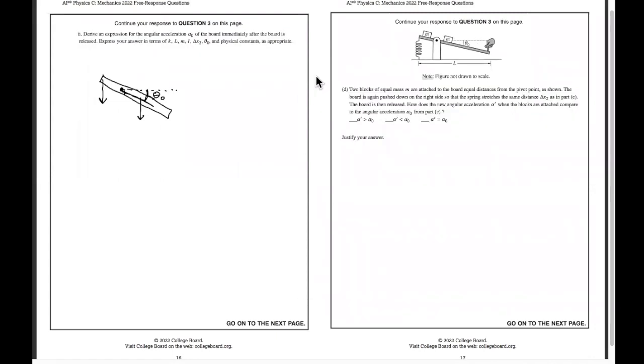Here we go. And essentially what I need to do is say that net torque is equal to moment of inertia times angular acceleration, which I'll call alpha naught to be consistent. All right, net torque is going to be the torque caused by the spring minus the torque caused by gravity, and that's going to equal I times alpha naught. Now the torque caused by the spring force is going to be equal to k delta x times L/4, right?